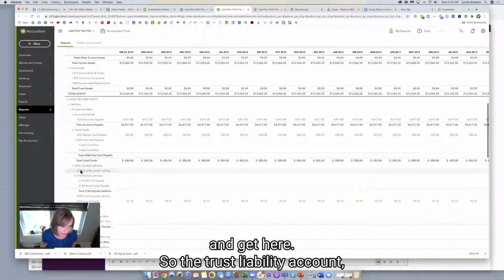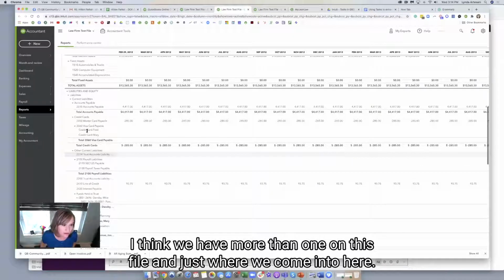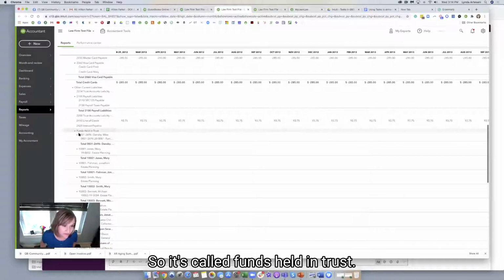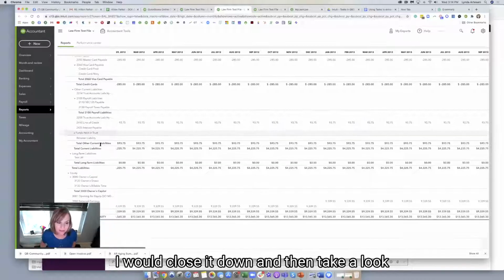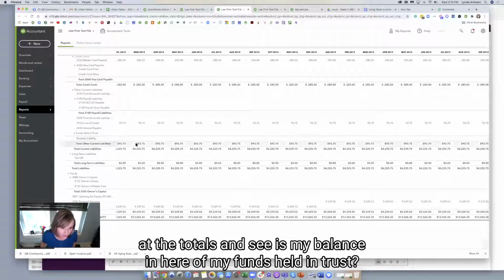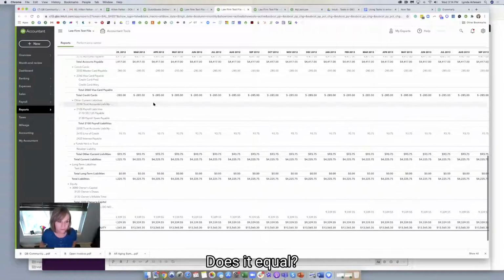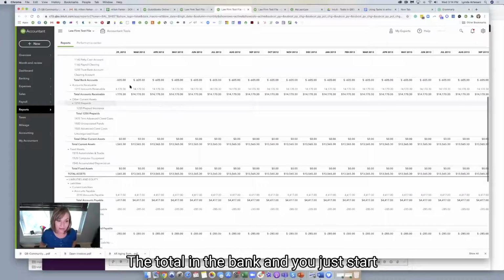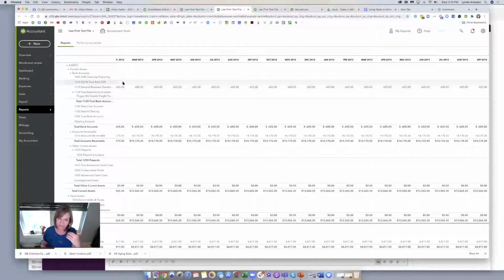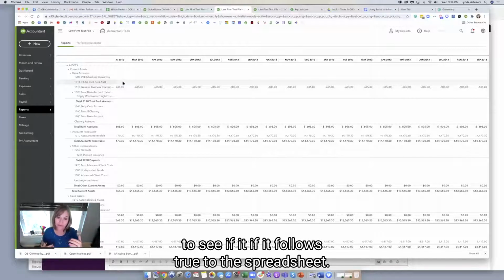I'm going to find it here. So the trust liability account, I think we have more than one on this file. And where we come into here, it's called funds held in trust. I would close it down and then take a look at the totals and see: is my balance in here of my funds held in trust equal to the total in the bank? And you just start to go back and forth with the IOLTA trust account, bank account, and match it up to see if it follows true to the spreadsheet.